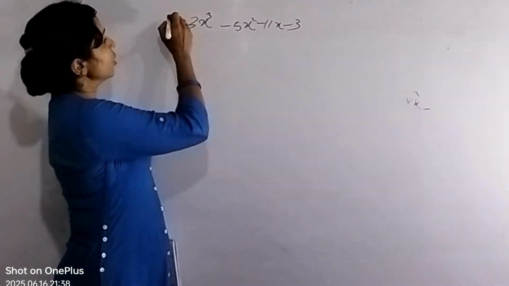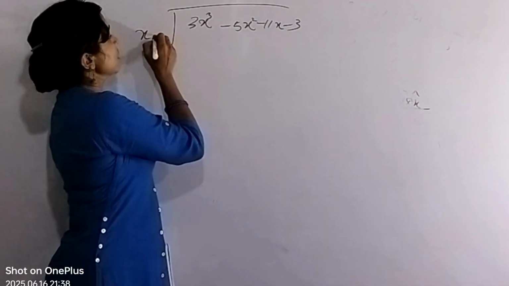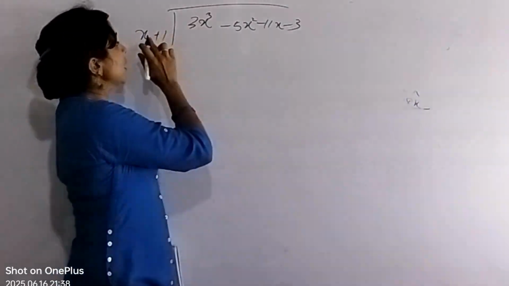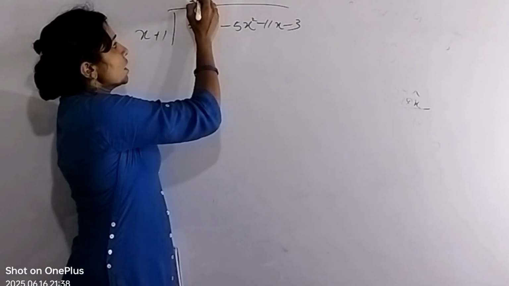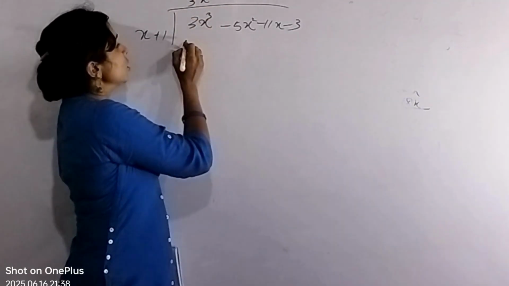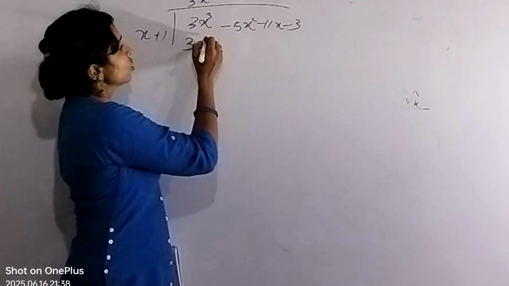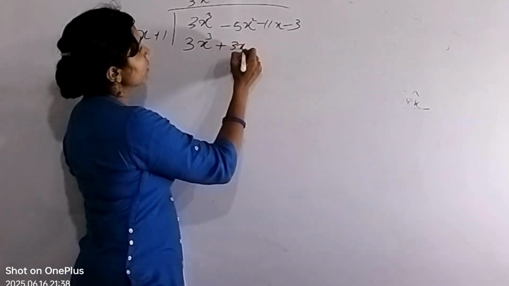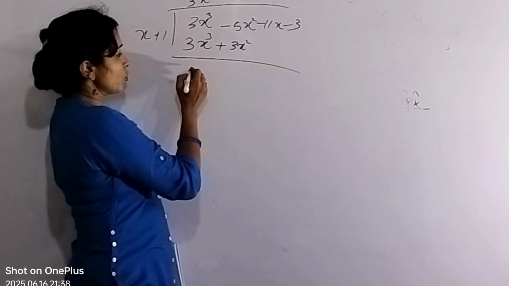By division method we know, x plus 1. So to get 3x cube, by which number do I have to multiply? To get 3x cube, I am putting 3x square here. So 3x square into x is 3x cube. Then this one becomes 3x square. By subtracting, 3x cube cancelled.